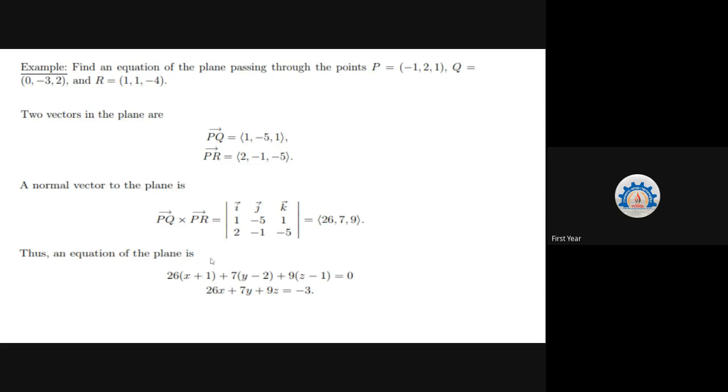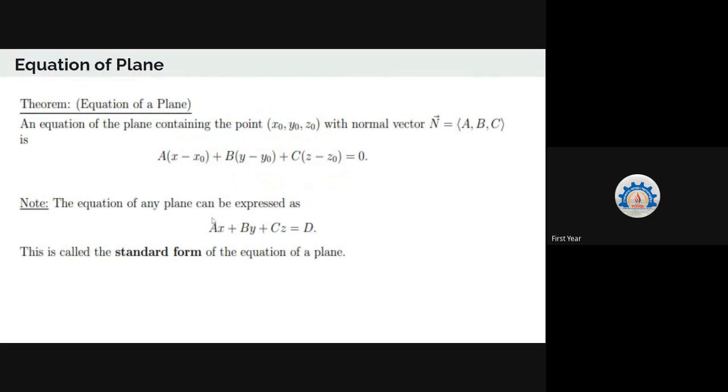He has taken the cross product to find the normal vector, and then A, B, C are the coefficients of x, y, z, which are the direction ratios of the normal, and d is the distance of that plane from the origin. Fine, that's what we are going to use.